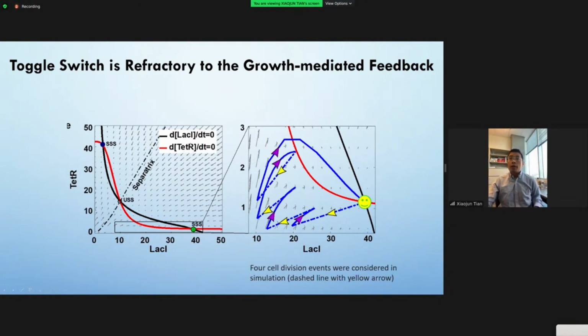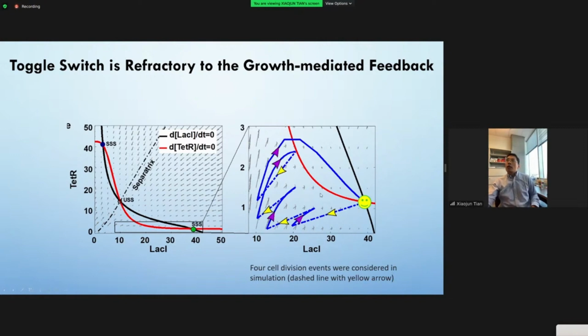And we have two ordinary differential equations. If we set each equation equal to 0, we can plot the curve between these two variables. The black curve is the nullcline for lacI, and the red curve is the nullcline for tetR. We have three steady states, two stable. Here is the lacI high state, that is the on state for us. This stable steady state is the off state. And the separatrix is this dashed line, and this is the unstable steady state.